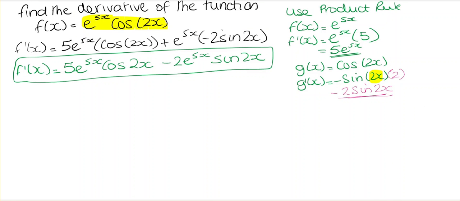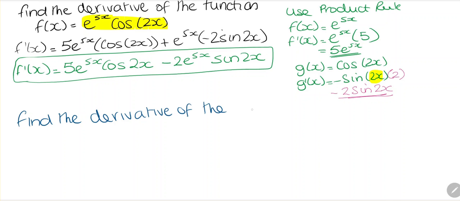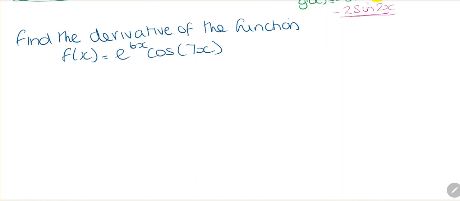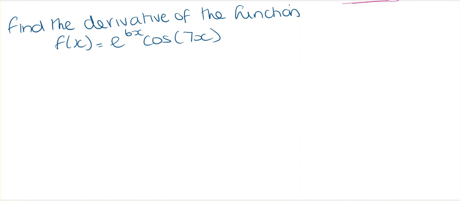Okay, so we'll try this one. Find the derivative of the function f of x is equal to e to the 6x cosine of 7x. I'll give you a minute and then I'll check the answer. So remember, we have two terms multiplied together, so we need to use the product rule.